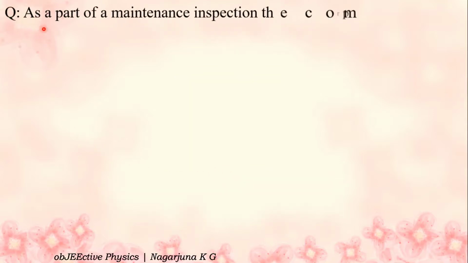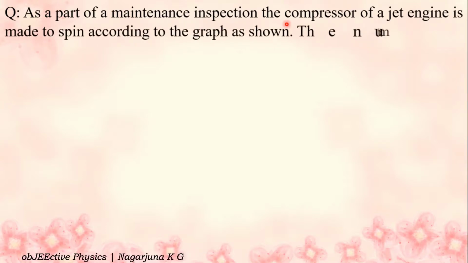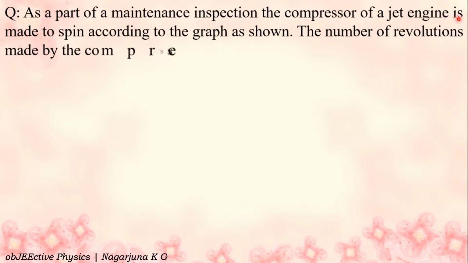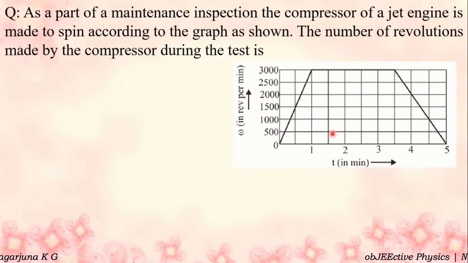Next question. As a part of a maintenance inspection, the compressor of a jet engine is made to spin according to the graph as shown. The number of revolutions made by the compressor during the test is, observe the graph is given, omega, angular velocity along the y direction and time along the x direction. The graph is a trapezium between 0 and 5.